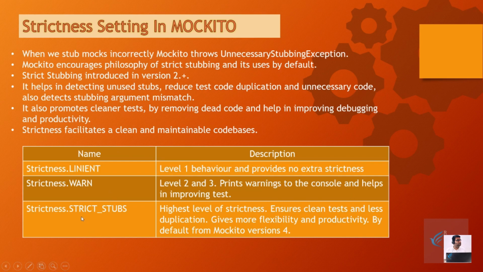Third and most important is strict stubs. This is the highest level of strictness. It ensures clean tests, less duplication, and gives more flexibility and productivity. By default, from Mockito version 4, this is the default setting for strictness in Mockito. So let's see some code examples of how we can manually change strictness settings in Mockito.